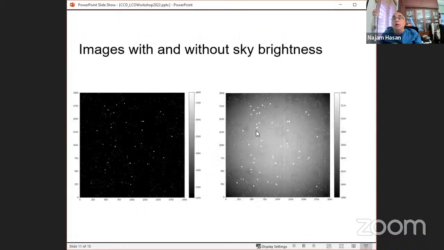So here, look at the image. We have two images. One is the image where you have the vignetting effect as well as the sky brightness, and you have the objects, the stars, which we have imaged. And on the left-hand side, after having removed these effects, I can create an image which is much sharper and much better.